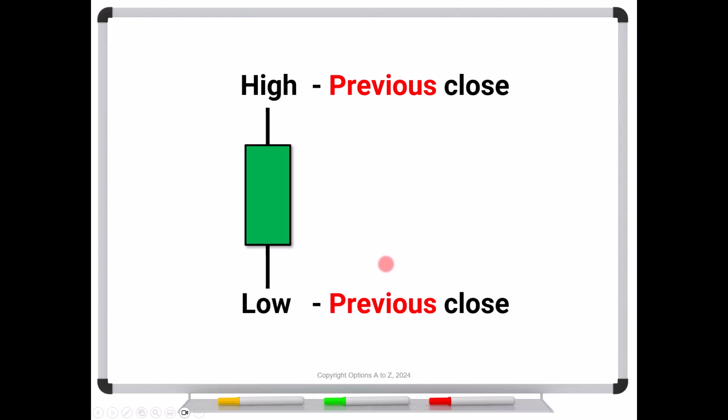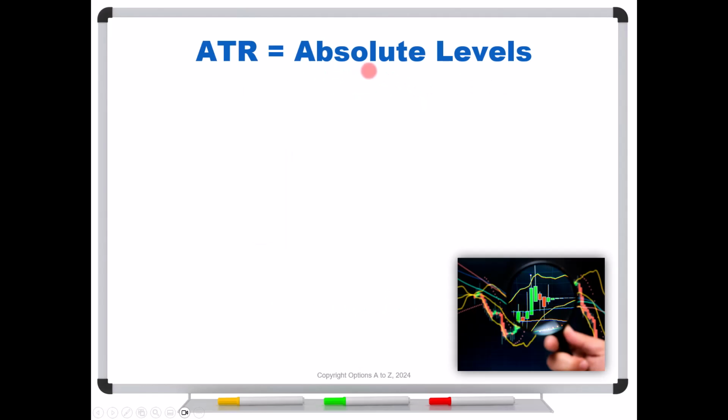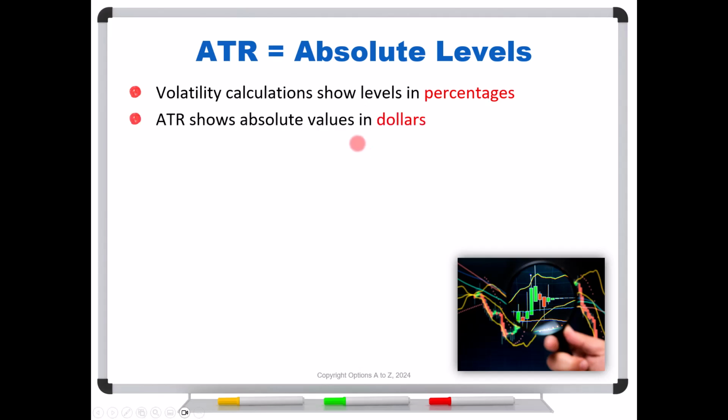Okay, so those are the calculations. We come up with a number. So the ATR is actually showing absolute levels. It's not showing us in terms of percentages like it does with volatility. See, when we do a close-to-close volatility calculation, it's showing percentages. So if a stock has 20% volatility, a one standard deviation move would be plus or minus 20%, whatever that stock's price is. But see, we can't do that with ATR because ATR shows the absolute value in dollars.